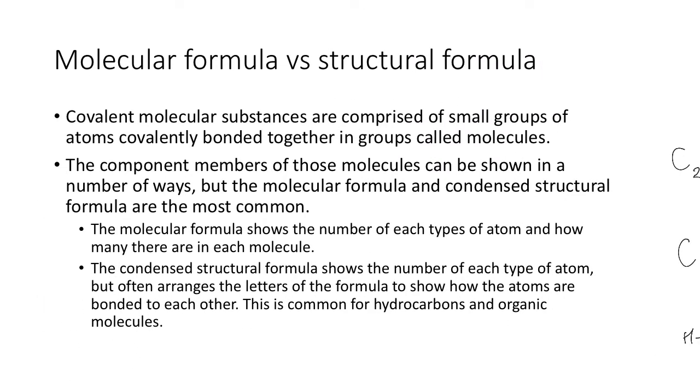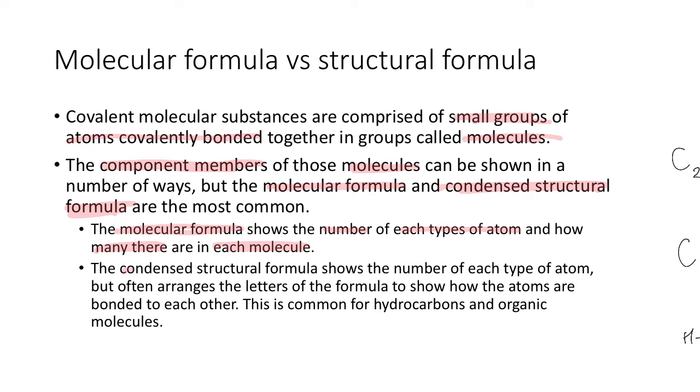As we saw in the last video, covalent molecular substances are comprised of small groups of atoms covalently bonded together in groups called molecules. The atoms that make up those molecules can be shown in a number of ways, but the molecular formula and condensed structural formula are the most common. The molecular formula shows the number of each type of atom in each molecule.